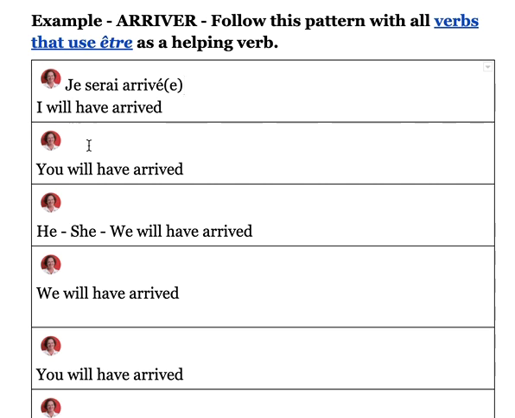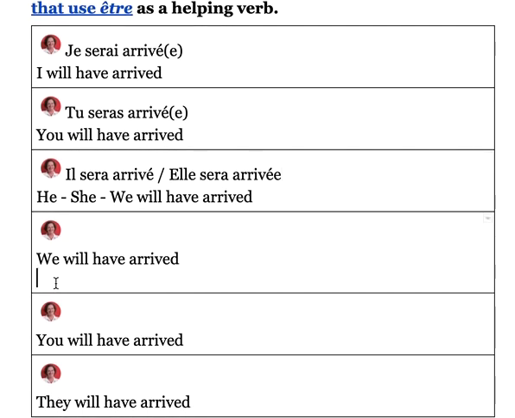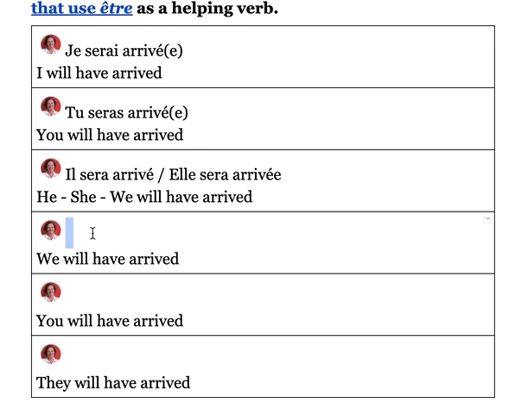So I will have arrived. You will have arrived. Tu seras arrivé. Perhaps tu is feminine. We might need an E. He, she, we will have arrived. Donc, il sera arrivé. Or, of course, elle sera arrivée. On sera arrivé. D'accord? With the nous form, we will have arrived.